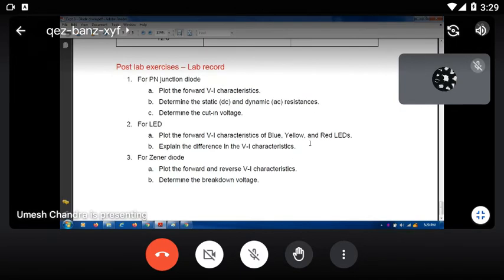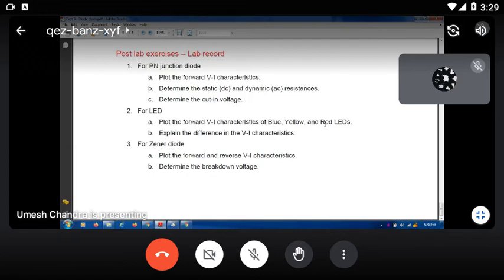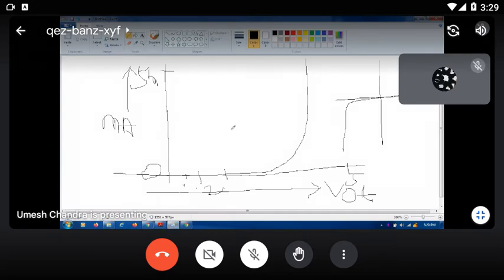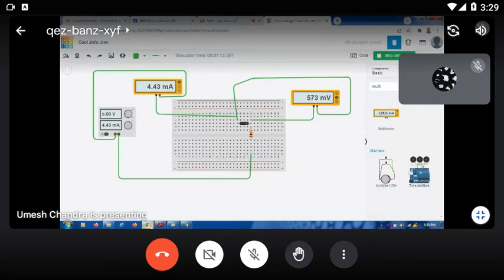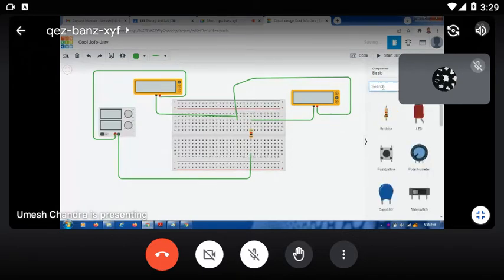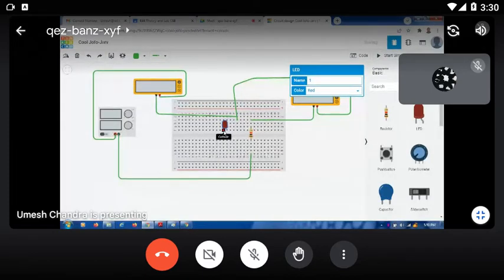Okay. Here you take three LEDs, blue, yellow, and red. Then how do you name the LED as red or yellow or blue? Now go to the screen here. Now I remove the PN junction diode. Okay, LED. Here is the LED. Now you see this left side is the cathode and the right side is the anode. Anode means positive and cathode means negative.